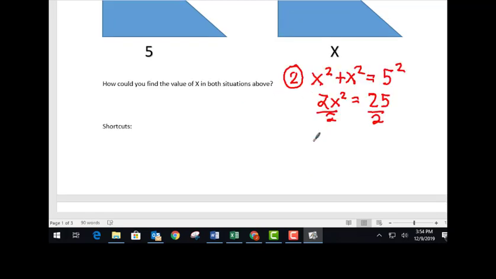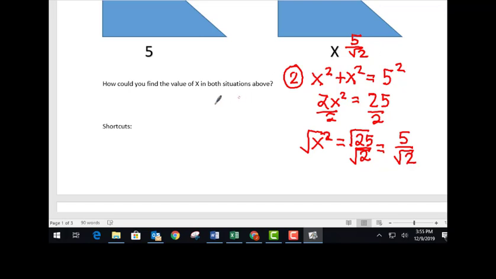So then I would have to divide by 2, which would give you x squared equals 25 divided by 2. Now, if I square root this side, I have to square root both the top and the bottom. Well, I know the square root of 25 is 5. What I don't know is the square root of 2. Okay, so for right now, I'm going to leave that for just a second. So I know this x would be 5 divided by the square root of 2.